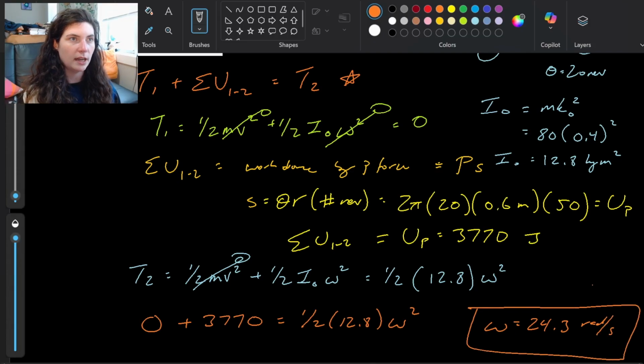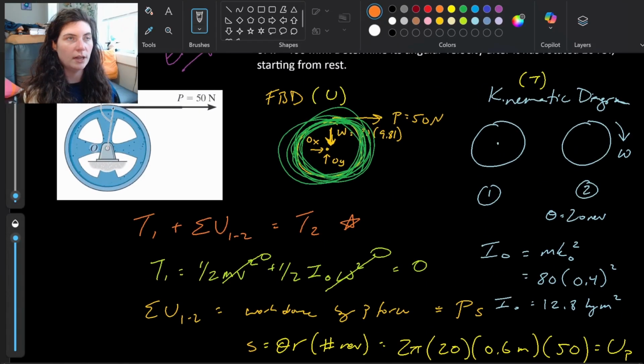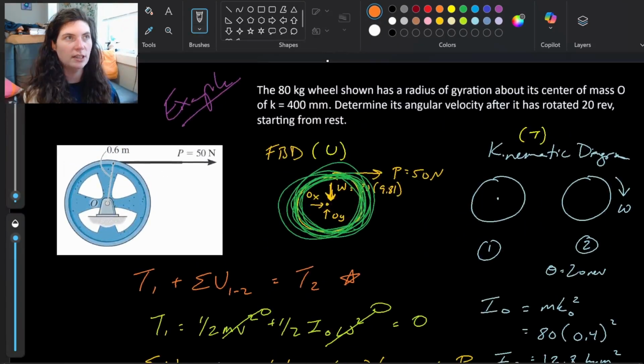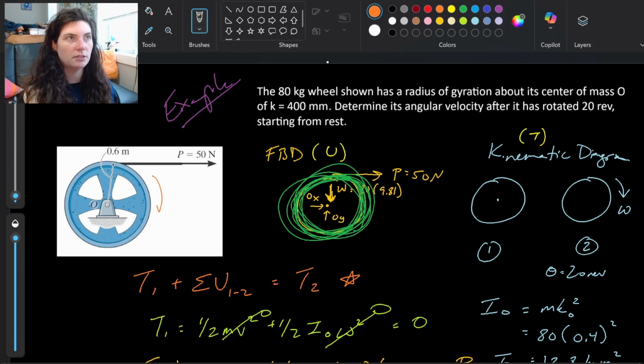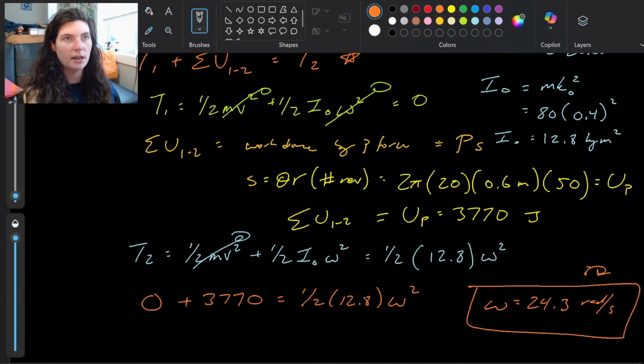24.3 radians per second. And I'm going to use a positive answer for that, and assume it is moving in that clockwise direction there, in that same direction as P. Assuming that it causes that rotational movement, that clockwise movement for omega.